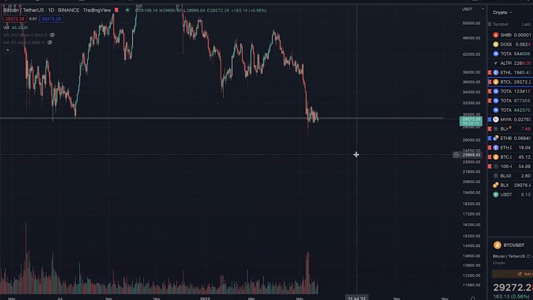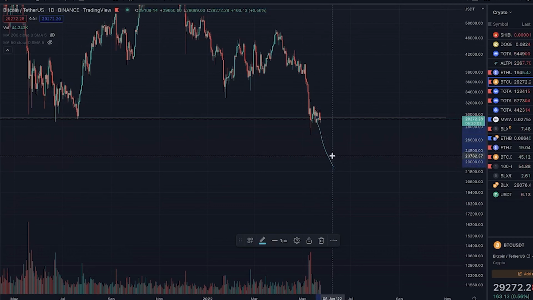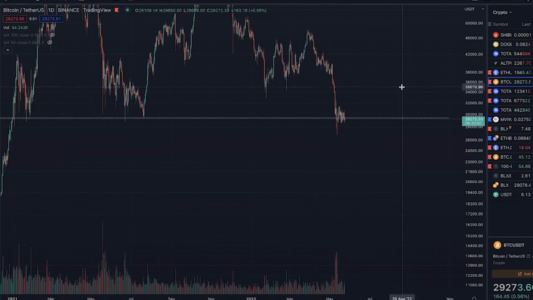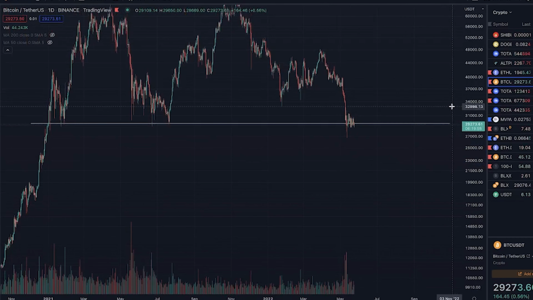Now we haven't broken through here yet, but this is probably considered support because we haven't gone through. Now, if we go through, then the support would be broken, if that makes sense. We did go through briefly, but what I usually like to look for is significant breakthroughs.